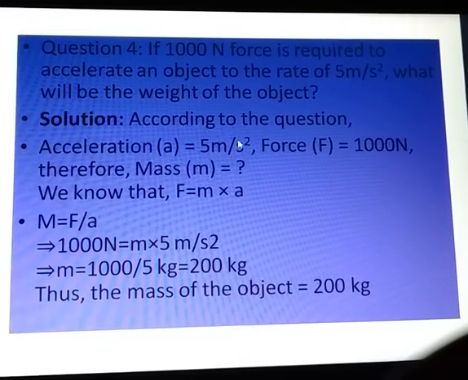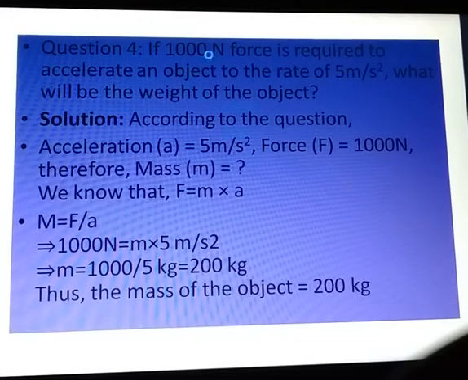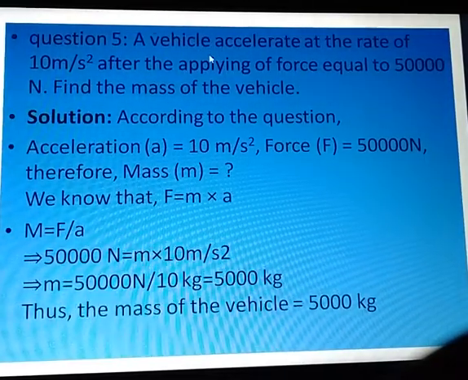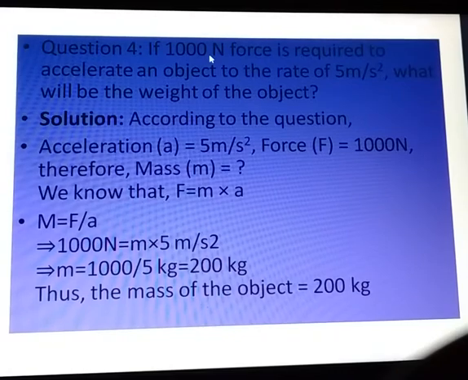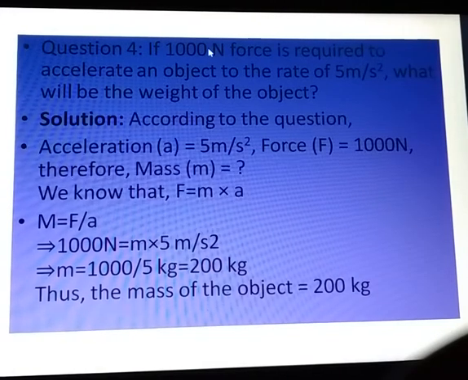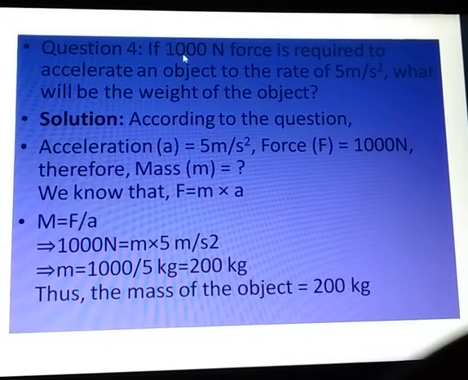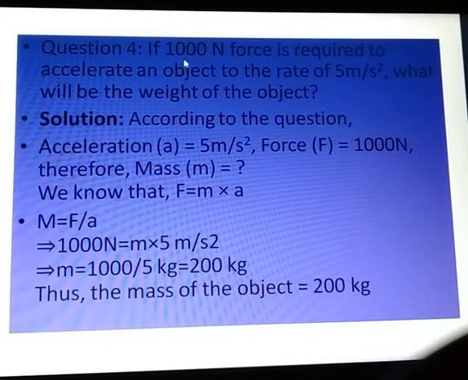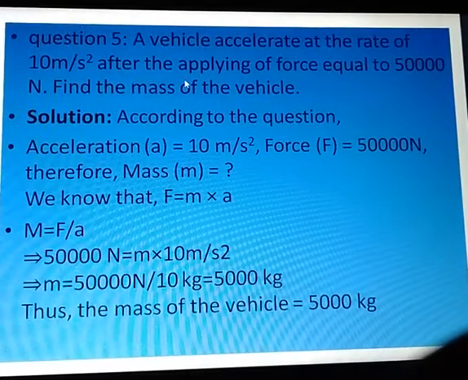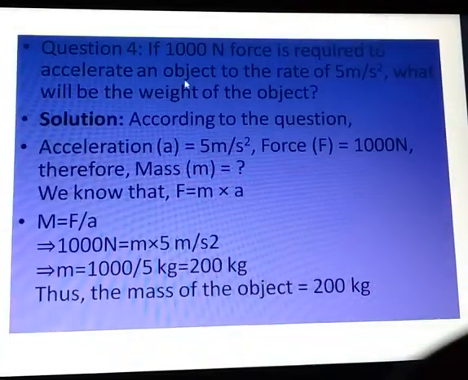In this question, if 1000 Newton of force is required to accelerate an object at 5 meter per second square, what will be the weight of the object? Again, in this case, we have to calculate weight, meaning mass. We have to calculate the weight of the object.